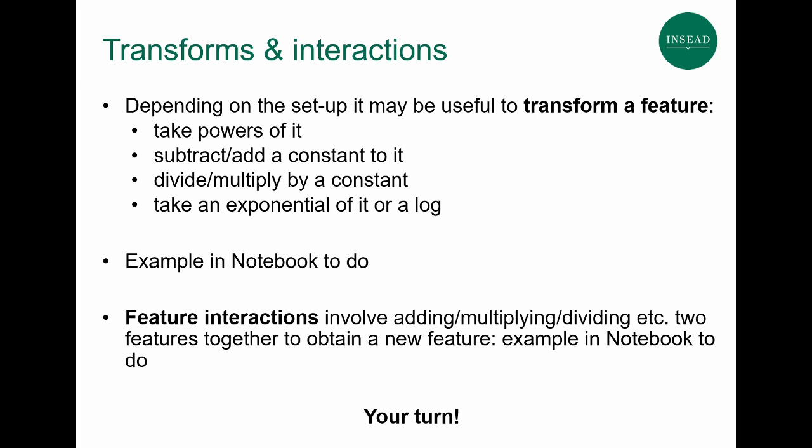For feature interactions, this is basically adding or multiplying or dividing two features together. So it's mixing up features together to obtain a new feature. Again, this can be very useful. If, for example, you have height and length of something and the actual thing that's intervening in your model is more about the area, then this typically would be a good feature interaction to add to your model, the area, and to get rid of the height and the length. Again, there's an example in your notebook to do.